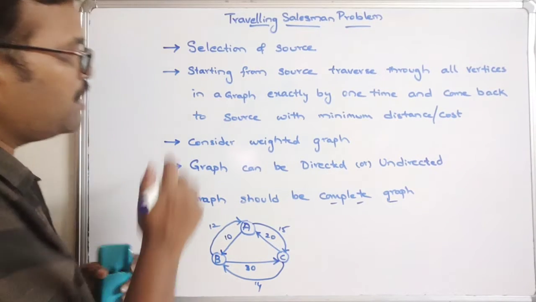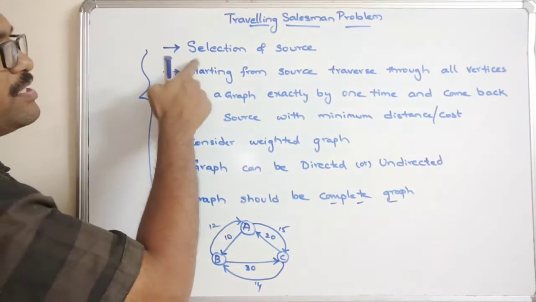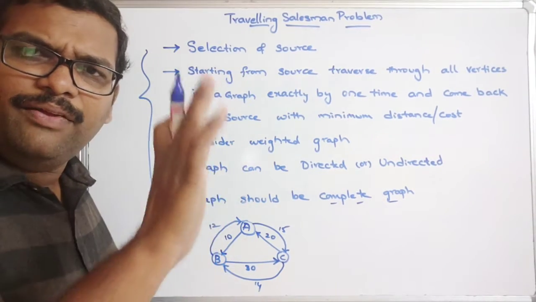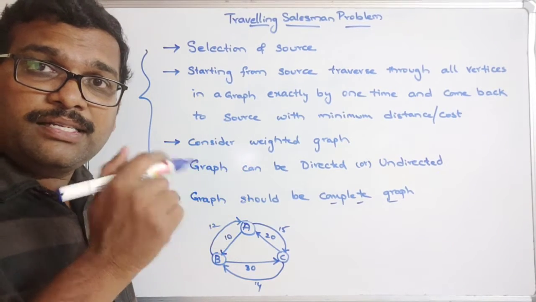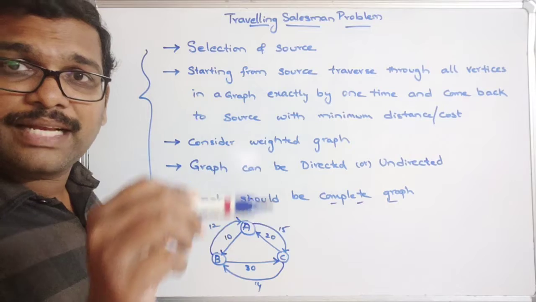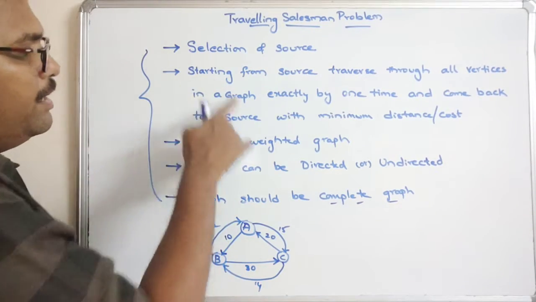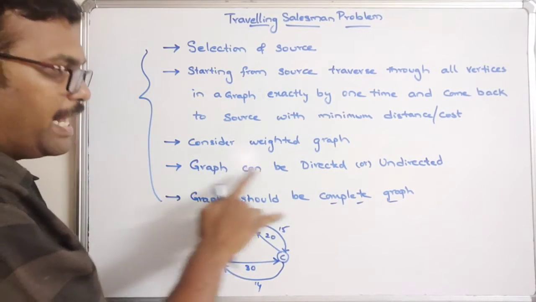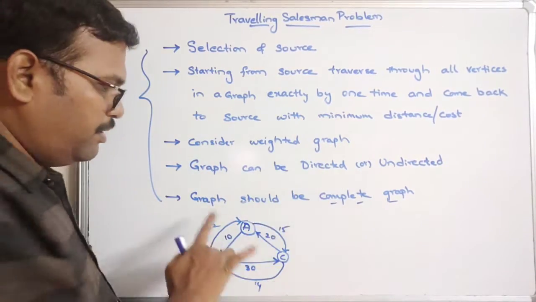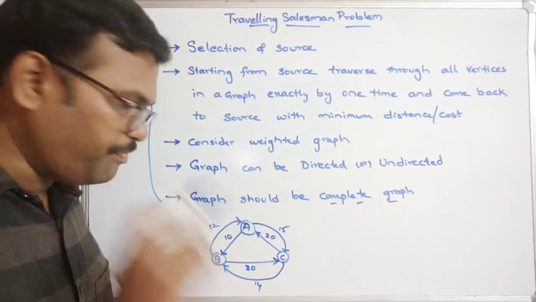So these points are most important before starting the problem, right? So selection of a source, we can select any vertex as a source, but from that particular vertex we have to traverse all other vertices exactly once and come back to the same vertex. And consider a weighted graph, so that should be a weighted graph, can be a directed or undirected graph, and should be a complete graph. So these points are most important, right?